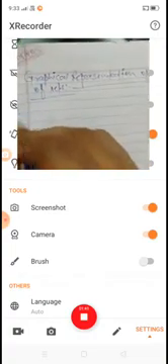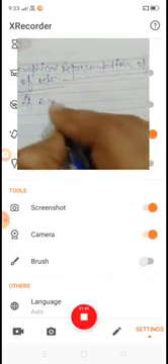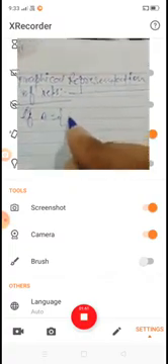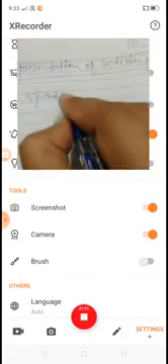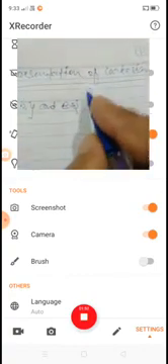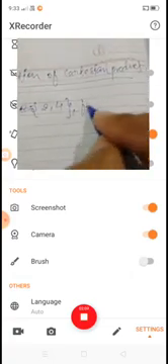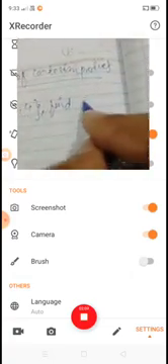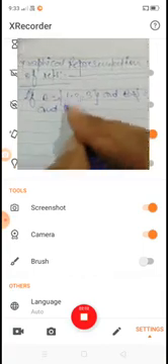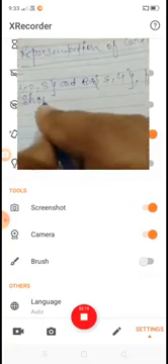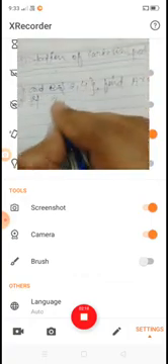Let's take a question. If set A is equal to {1, 2, 3} and set B is equal to {2, 4}, find A cross B and show it graphically.